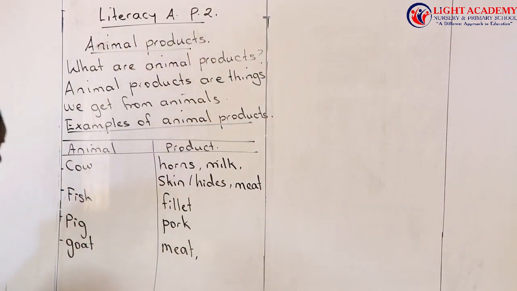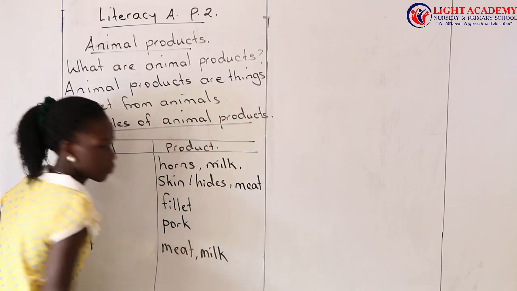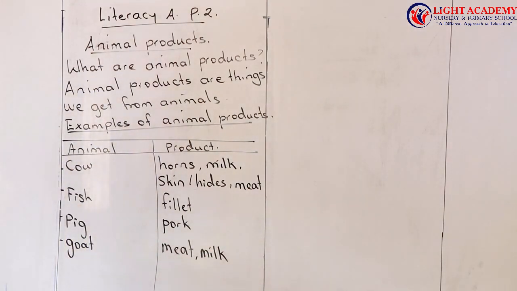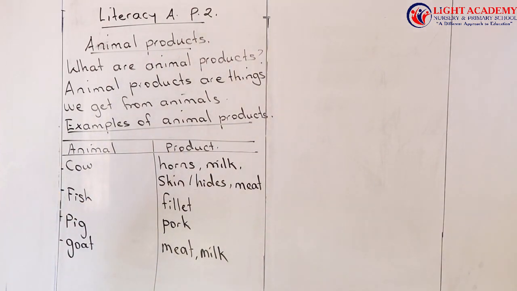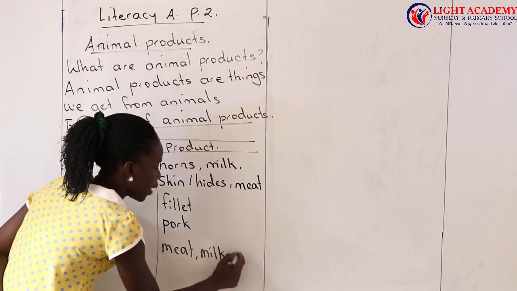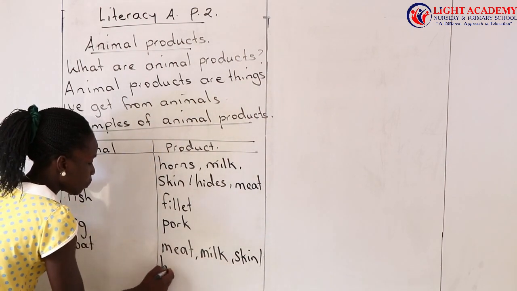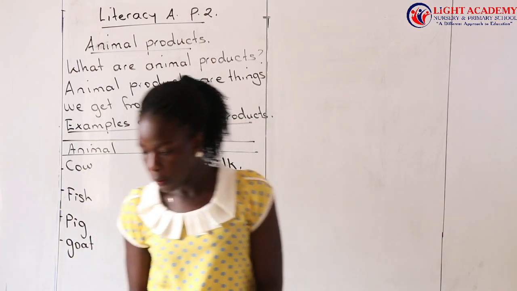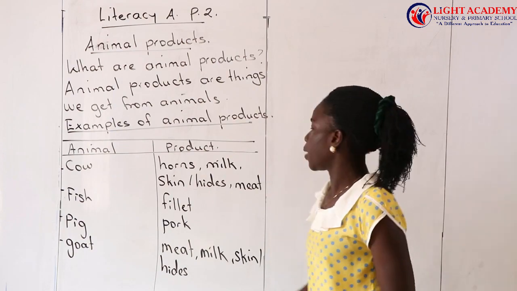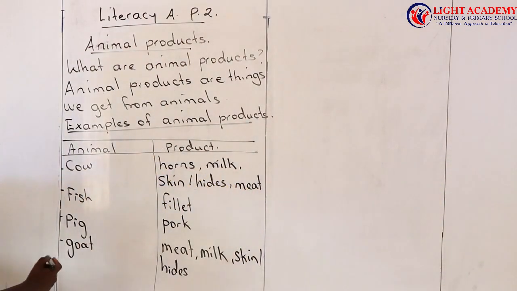Then still from a goat, you can also get the milk. A goat also provides us with milk, by the way. Not only cows, even a goat provides us with milk. We can also get the skin and the hides, they are the same. So, those are some of the things that you get from the goat. And then we look at another animal like the rabbit.